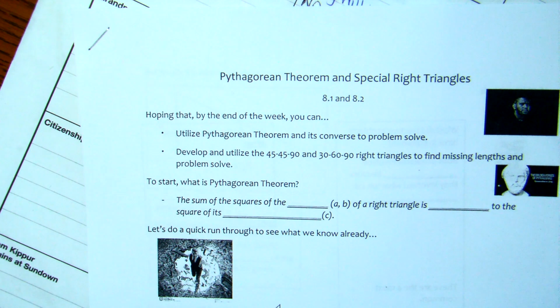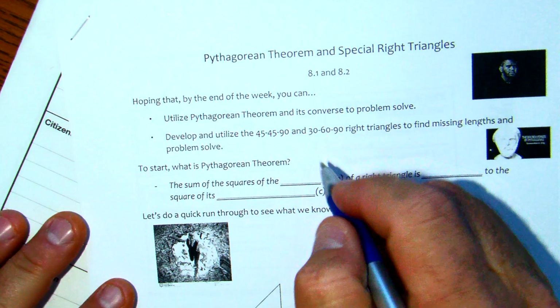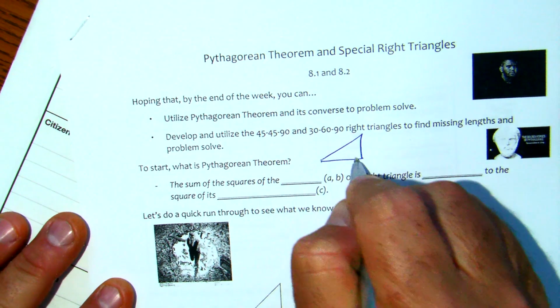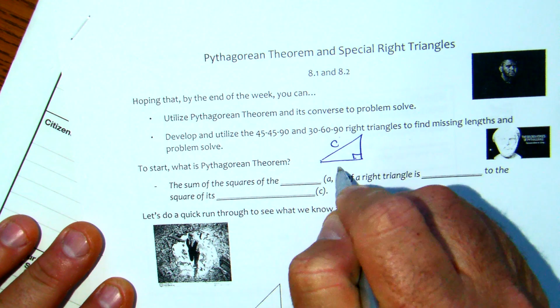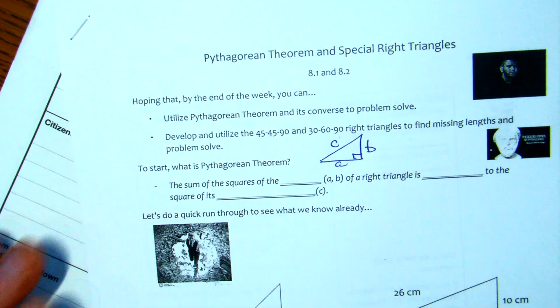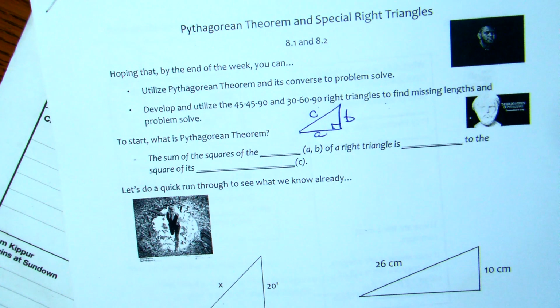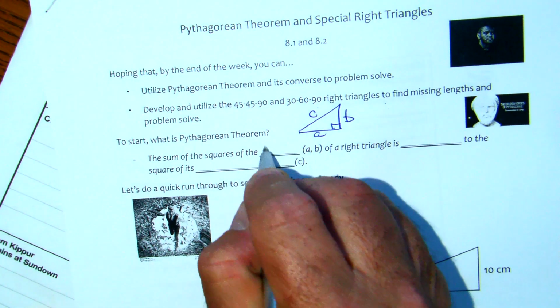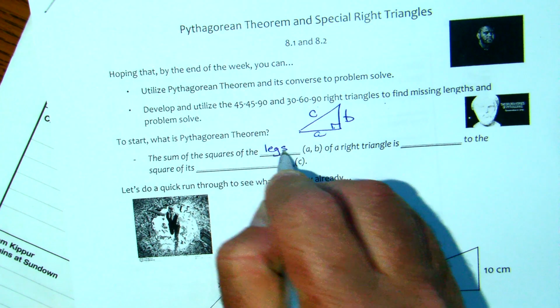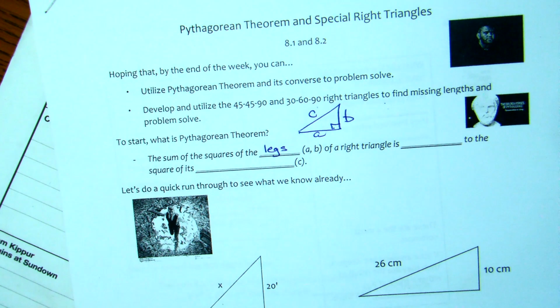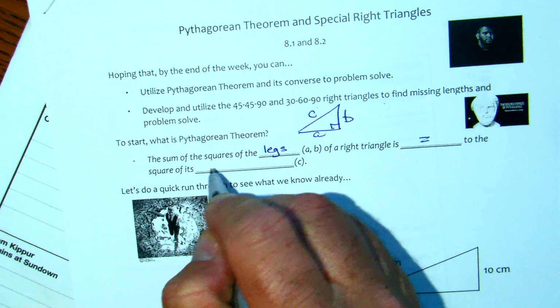To start with, what is the Pythagorean theorem? Okay, well, you probably know it visually like that, where C is the hypotenuse and A and B are the legs. So the sum of the squares of the legs, meaning A and B, of a right triangle is equal to the square of its hypotenuse.